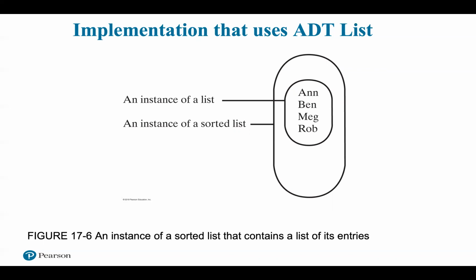Basically, you can do this in one of two ways. Here we use a list as a data field within the class that implements the sorted list. Figure 17.6 shows an instance of such a sorted list. Recall from segment C.1 of Appendix C that this approach is called composition and illustrates a relationship between two classes. Chapter 18 considers the second approach, using inheritance to derive the sorted list from the list.